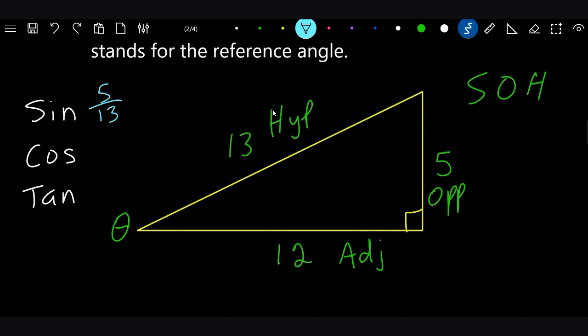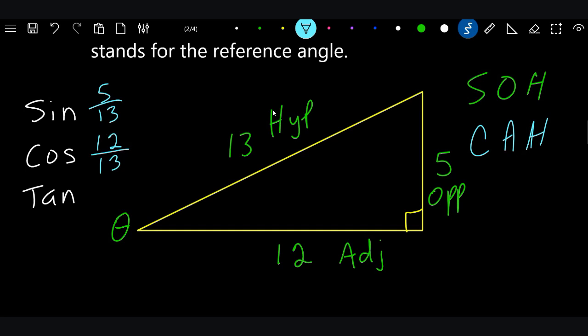Cosine. The cosine is SOH CAH TOA. Now, what does that mean? Cosine, adjacent, hypotenuse. Okay, so where's the adjacent? There's 12, and the hypotenuse is still 13. It didn't change, stays the same.